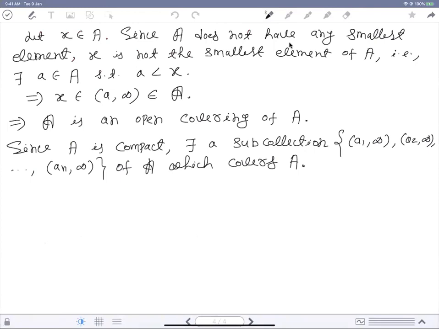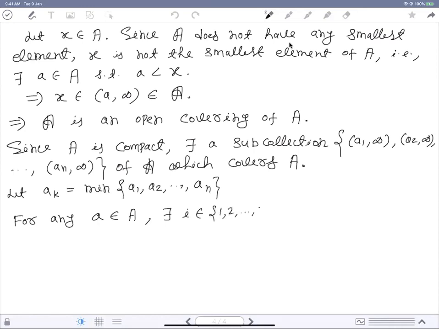Now, we choose the smallest element of a1, a2 up to aN. So let aK equal the minimum of a1, a2 up to aN. That means aK is less than or equal to aI. Now, see, this sub-collection covers A, right? That means for any a, there exists I between 1 to N such that a belongs to (aI, infinity), right? This is true.